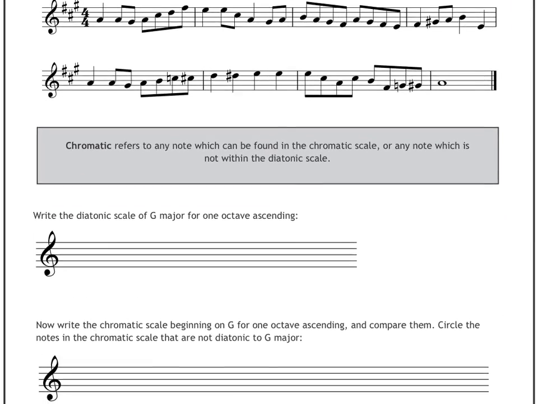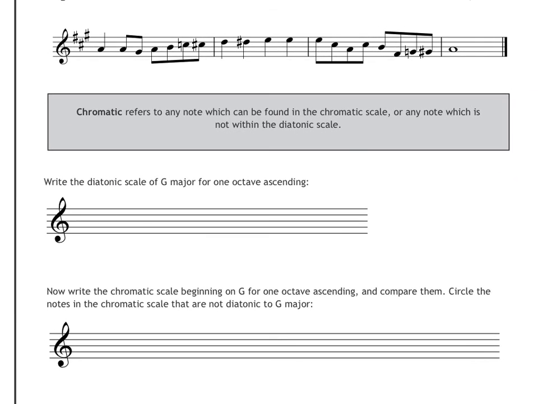Okay, so at the bottom, it says chromatic refers to any note which can be found in the chromatic scale or any note which is not within the diatonic scale. We just talked about that. Write the diatonic scale of G major for 1 octave ascending. Essentially, just write a G major scale. And then at the bottom, now write the chromatic scale beginning on G for 1 octave ascending and compare them.